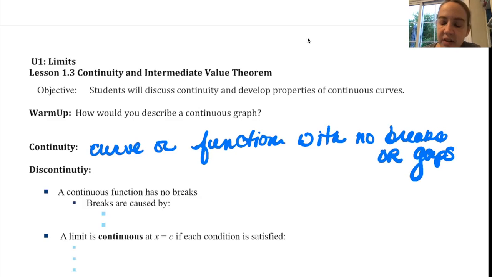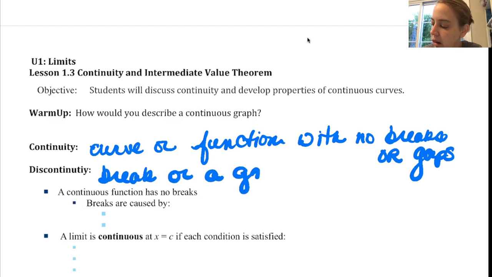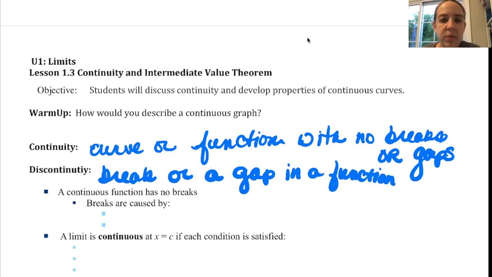A discontinuity is a break or a gap in a function. So in pre-calculus, you've already seen these. I don't know how much you use the words continuity and discontinuity, especially with piecewise functions. You had functions that were discontinuous at some place.